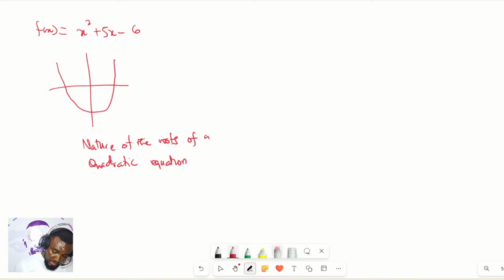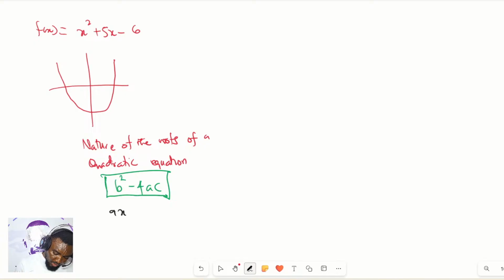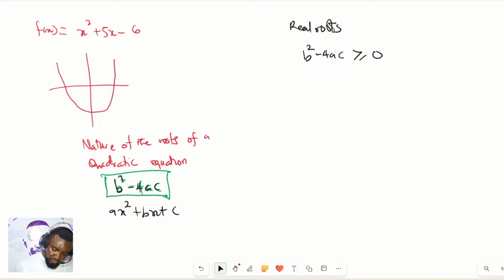Then we must consider the b squared minus 4ac in the quadratic equation. When we take a quadratic equation of the form ax squared plus bx plus c, the b squared minus 4ac determines the nature of the roots. So when the equation has real roots, it means that b squared minus 4ac will be greater than or equal to 0.